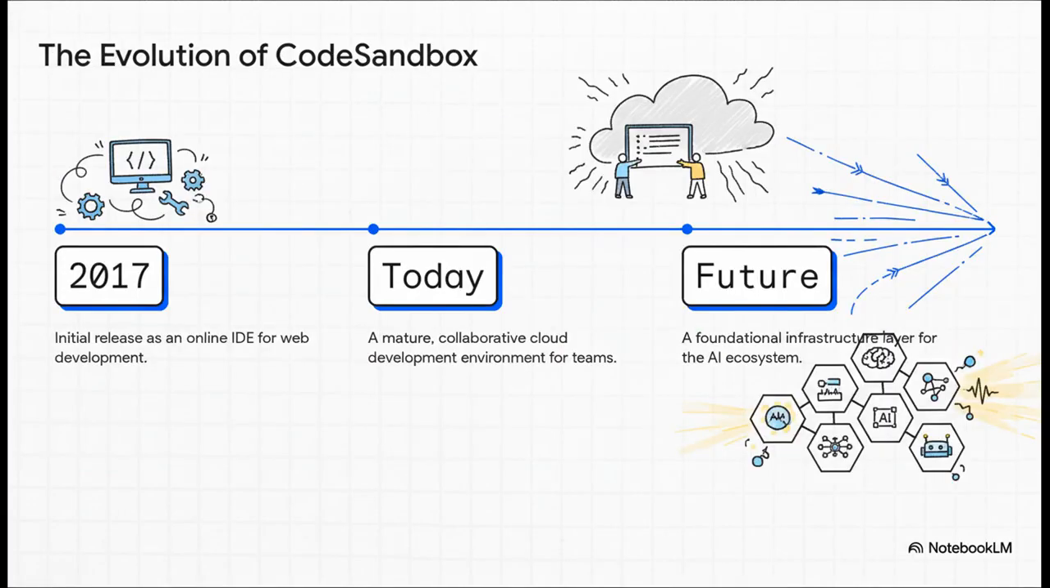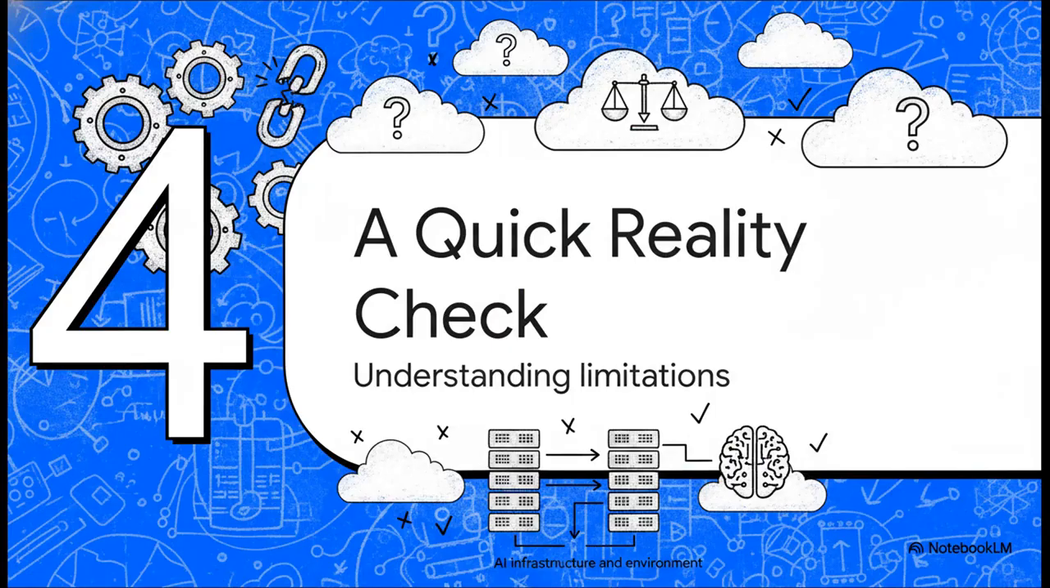This timeline really puts their whole journey into perspective. I mean, they started back in 2017 as a simple tool for web developers. It grew up into a mature cloud IDE for teams. But now, its future is something way bigger, becoming a foundational piece of infrastructure for the entire AI ecosystem. But of course, no tool is perfect for every single job. So to get the full picture, we've got to talk about the trade-offs of using a cloud-based environment like this.